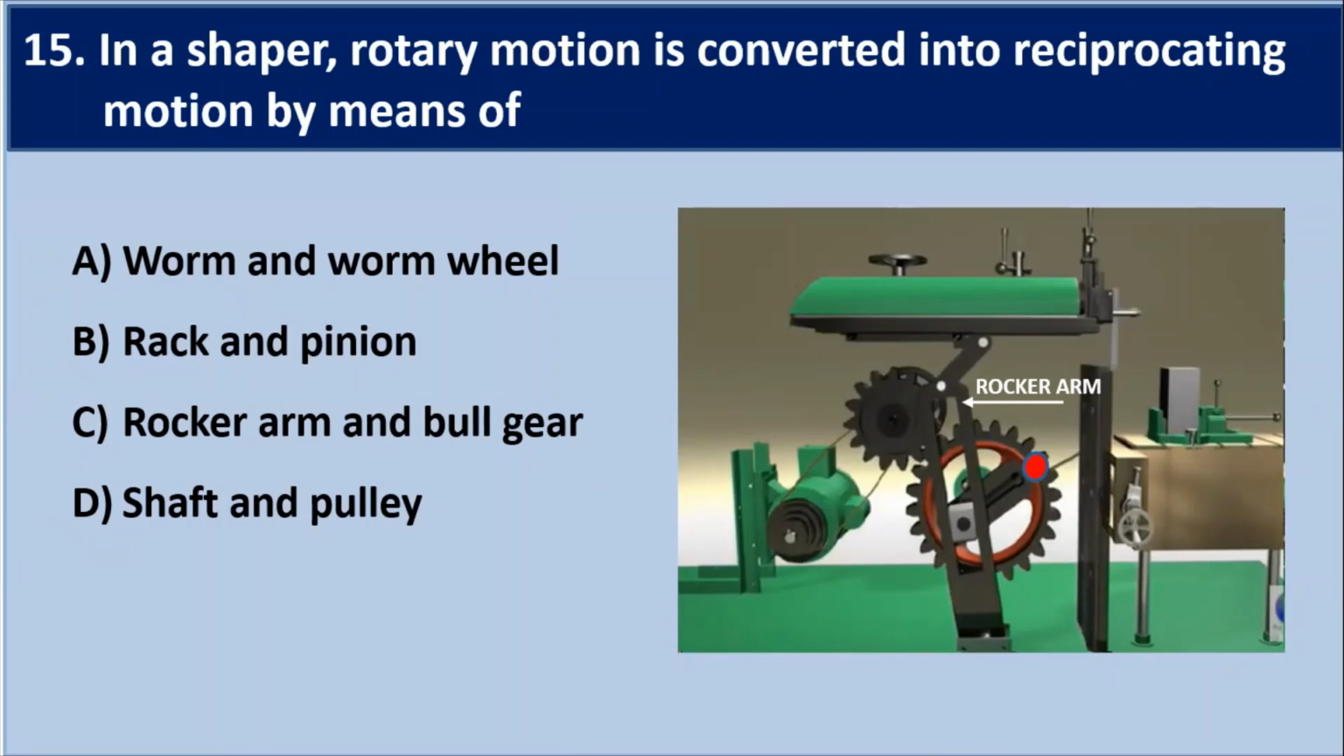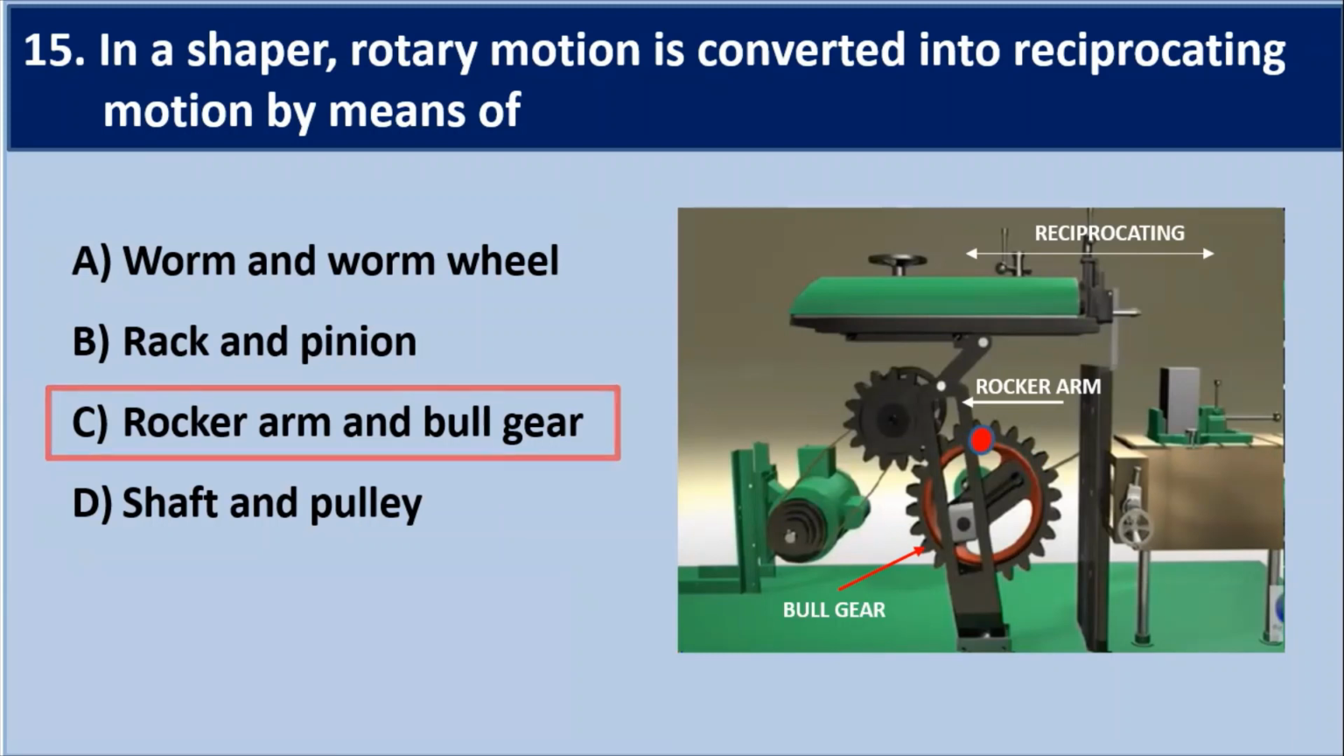Next question, in a shaper, rotatory motion is converted into a reciprocating motion by means of. So students, if you see in this diagram, I showed this is a rocker arm and this is a bull gear. So when the bull gear takes one complete rotation, then the ram will reciprocate. So as per the options given, our answer is rocker arm and bull gear. So your answer is C.